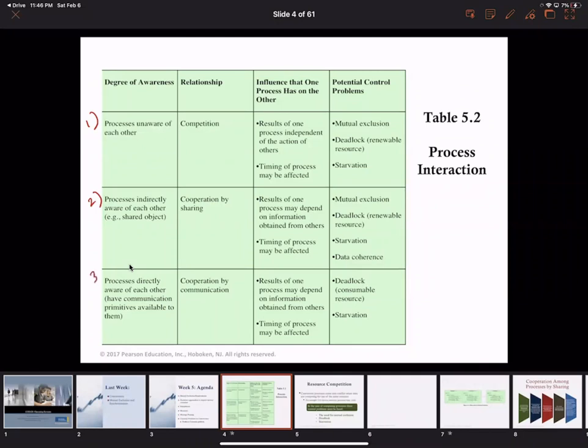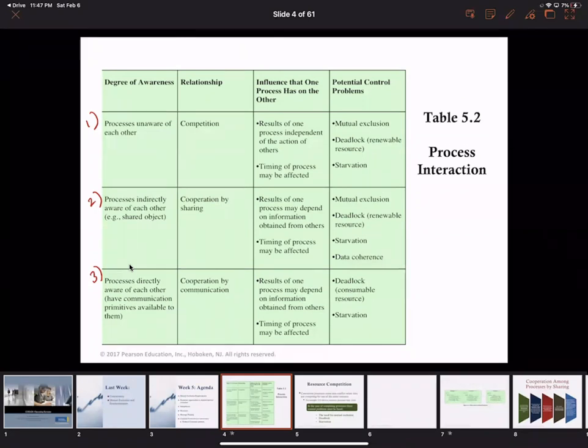The third level of awareness, which we should understand in order to enforce mutual exclusion and guarantee good synchronization between multiple running processes or threads, is processes directly aware of each other. These processes in the third category are able to communicate with each other by process ID, and they are designed to work jointly on some activity. In other words, these processes exhibit cooperation.